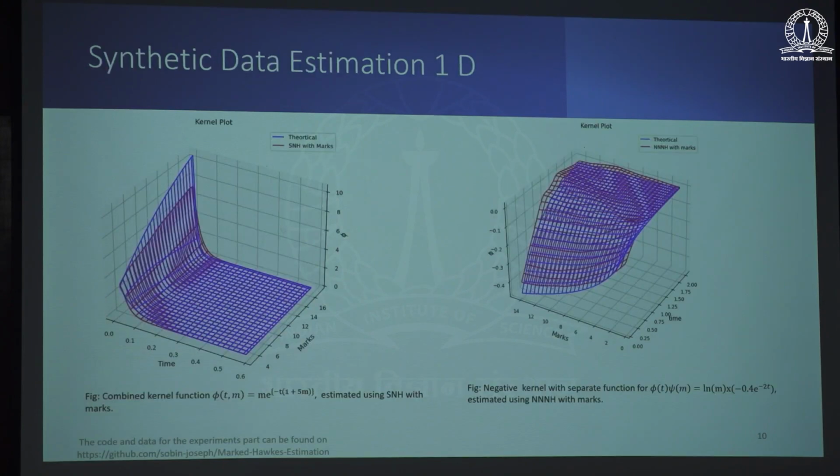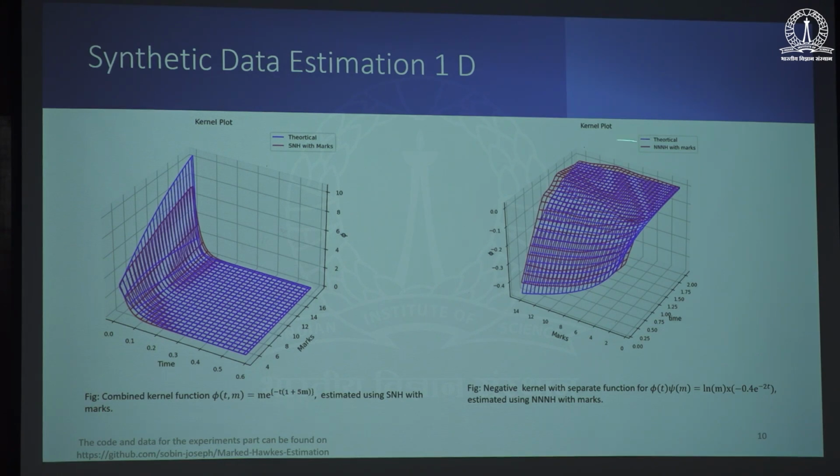Next we go to some of the synthetic data applications. Here we generate synthetic data using this 5TM, which is a combined function of marks and time. Here we got the results, and even though a slight mismatch is there, it's an acceptable result. We plot the QQ plot and found that it's acceptable.